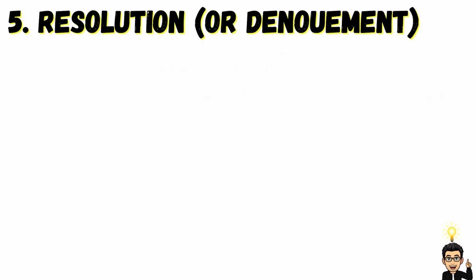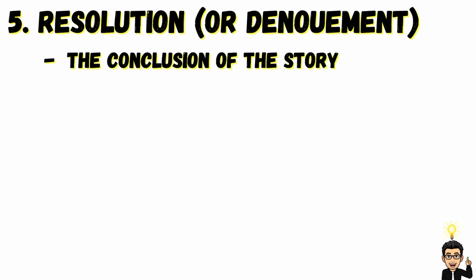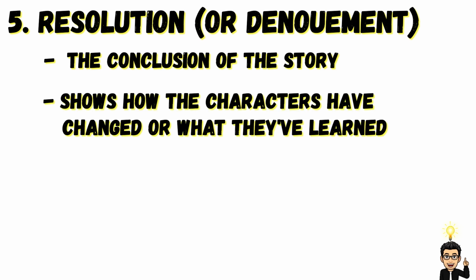The last one is resolution, or denouement. The resolution is the conclusion of the story. It wraps up the narrative and provides closure, resolves the remaining conflicts, answers any lingering questions, and shows how the characters have changed or what they've learned.